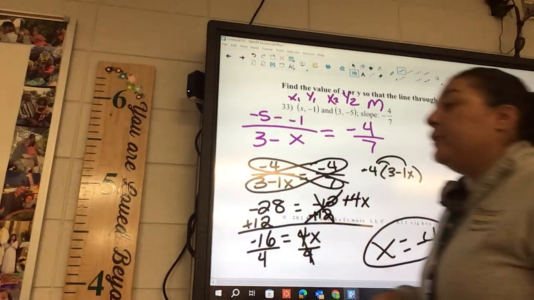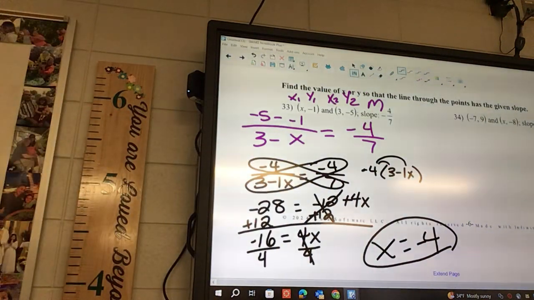Okay, the rest of the sheet is for you guys to do. Go through and get your side done by yourself, with your partner, etc.